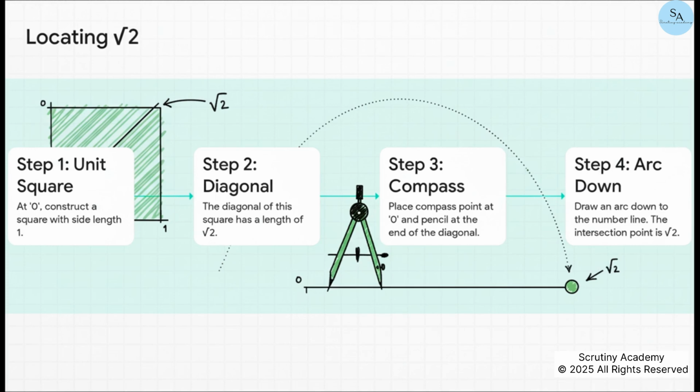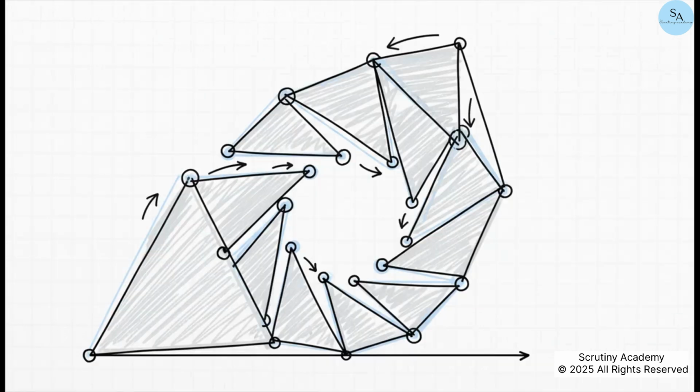You start at 0 on your number line, and you draw a perfect square where each side has a length of 1. Now, thanks to our old friend Pythagoras, we know that the diagonal of that square has a length of exactly the square root of 2. So you just take a compass, measure that diagonal, then swing it down onto your number line. And where it lands, that's the exact, precise spot of the square root of 2. And what's really amazing is you can just keep going.